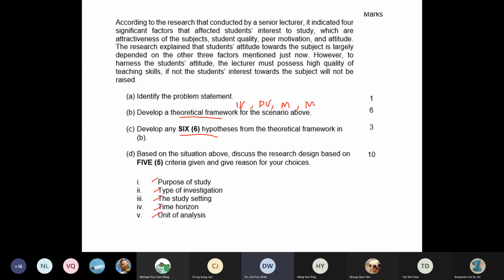Okay, according to the research conducted by the senior lecturers, it indicates 4 significant factors. Usually we will assume that these 4 significant factors will be our IV. What is IV? Independent variables. These significant factors affect student interest. When there is the term affect, influence or impact, what follows behind it is usually the DV, dependent variable.